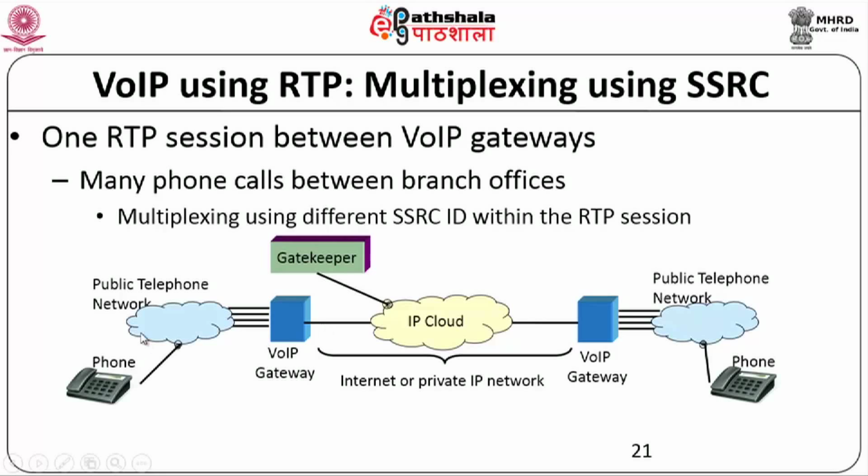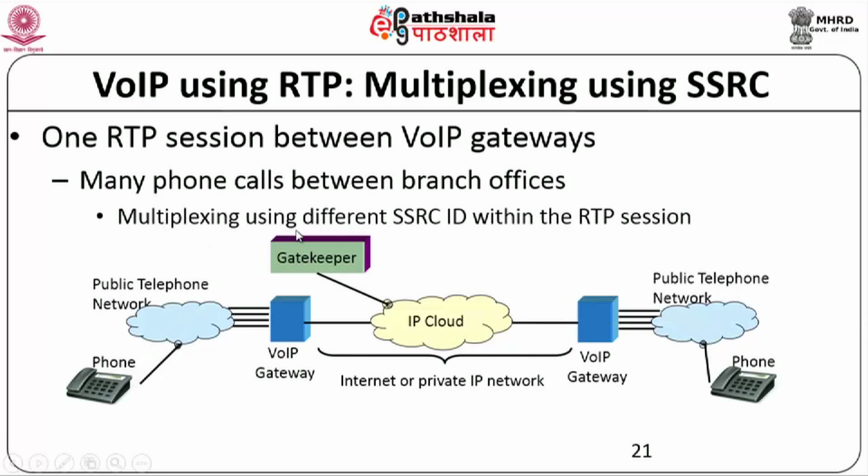So, now what happens? This may be connected to a public telephone network, here also it is connected to a public telephone network. There is a voice over IP gateway on either side, and then there is an IP cloud here. So, this is your IP network. Now, let us assume that these are branch offices. So, at the branch offices, you may have many phone calls between these two branch offices.